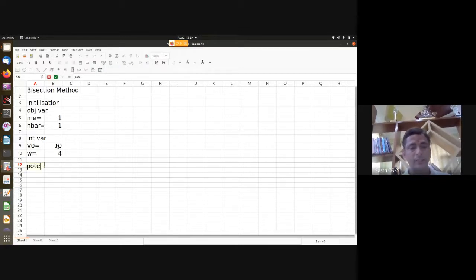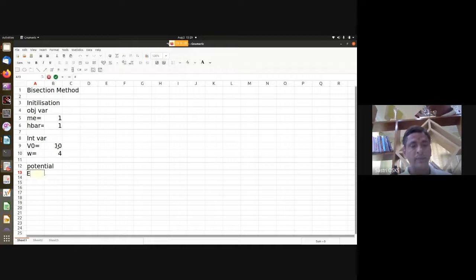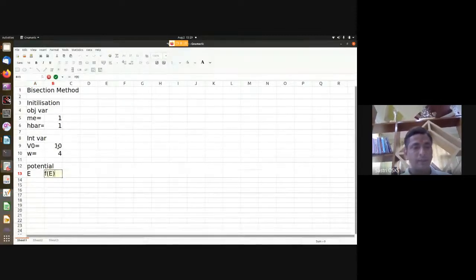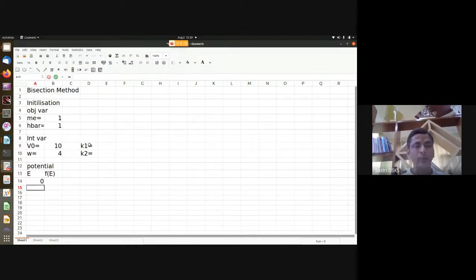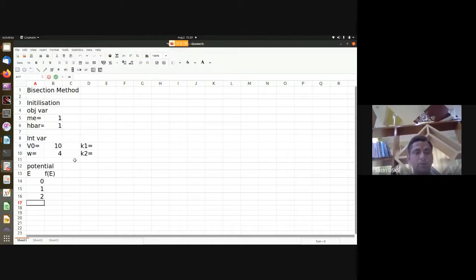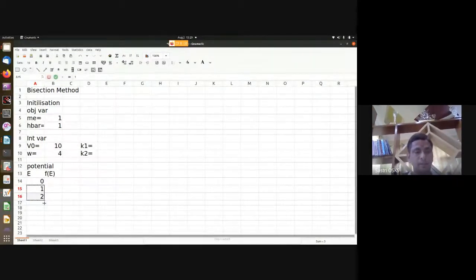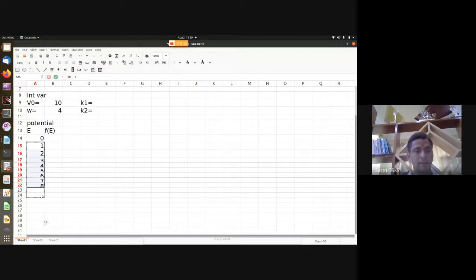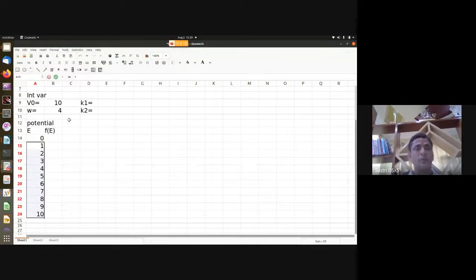So now the next thing is the potential, E and F of E. If you want, we can calculate K1 and K2 and keep them here, but of course we cannot do that without the values of E. So I will not. So 0, and we want to go up to 10. Let's go in steps of 1, 2, 3, up to 8, 9, 10.